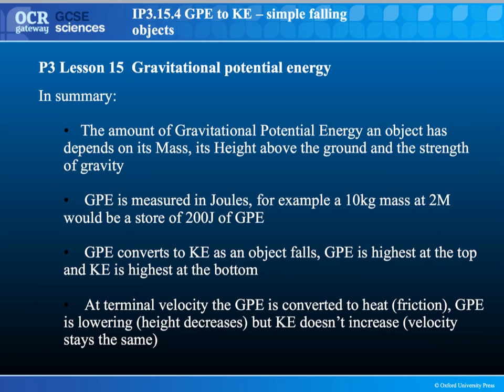So in summary, the amount of gravitational potential energy an object has depends on its mass, its height above the ground, and gravity. We measure gravitational potential energy in joules, and for example, a mass of 10 kilograms at 2 meters would have a store of 200 joules of gravitational potential energy. This GPE is converted to KE as an object falls, with GPE highest at the top, kinetic energy highest at the bottom of a fall, and then the complicated bit at the end, as at terminal velocity, GPE is converted into heat as friction rather than into kinetic energy as speed, because the velocity is staying the same.